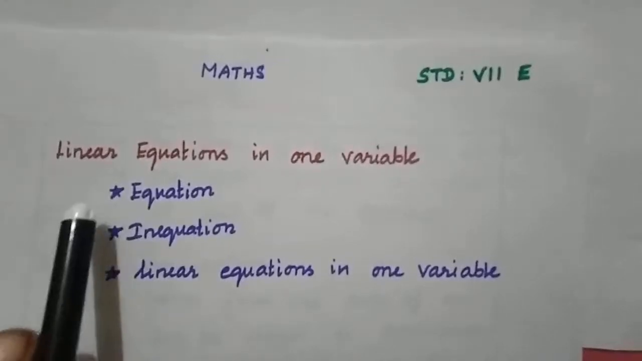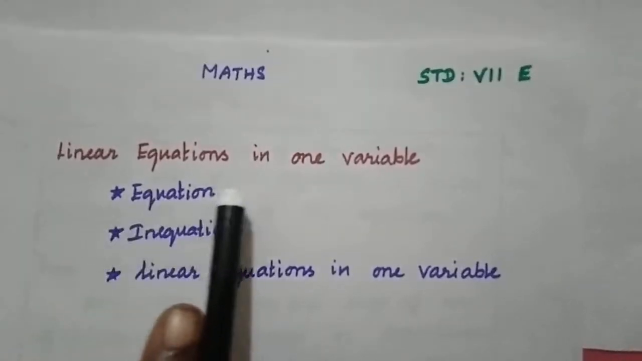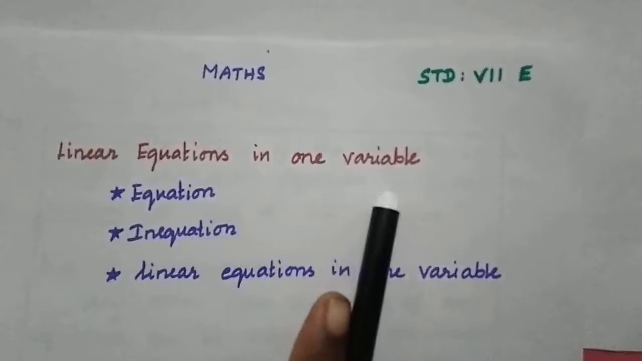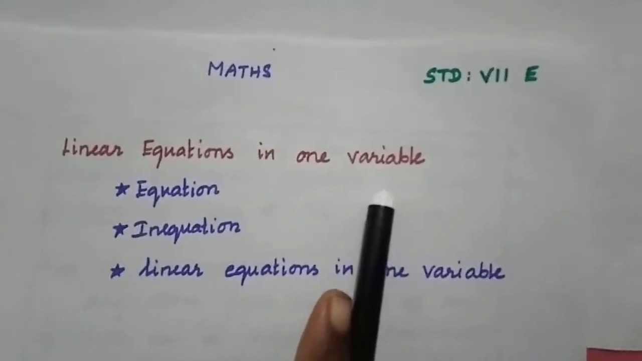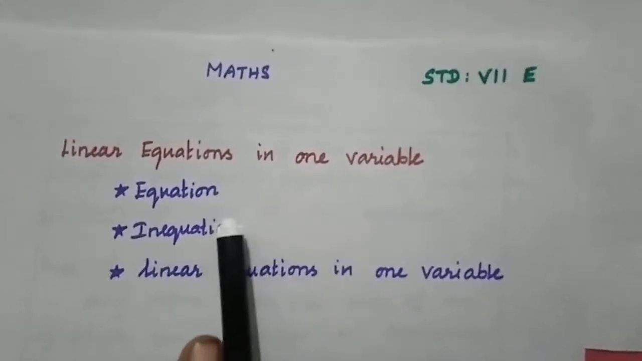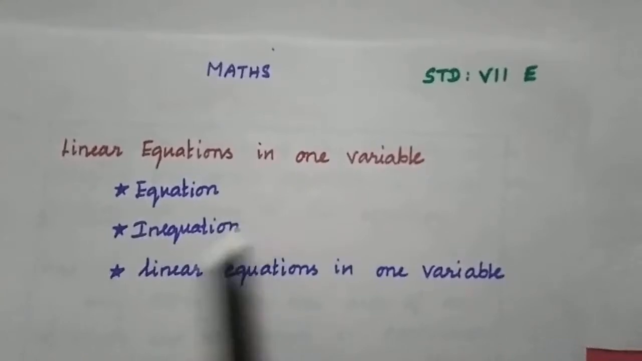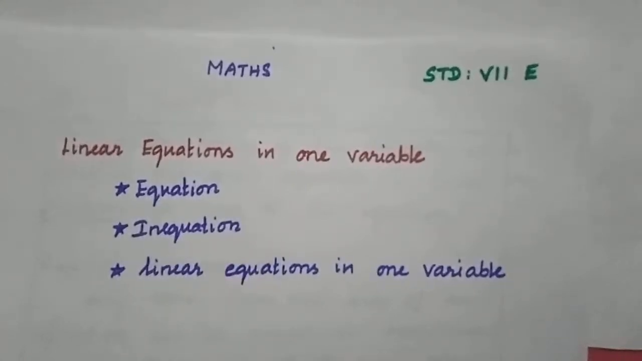In the previous class we have learnt about linear equations in one variable. Let us have a small recap. What is an equation? Yes, two algebraic expressions when connected with the sign of equality form an equation.